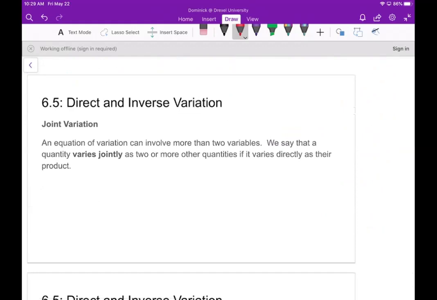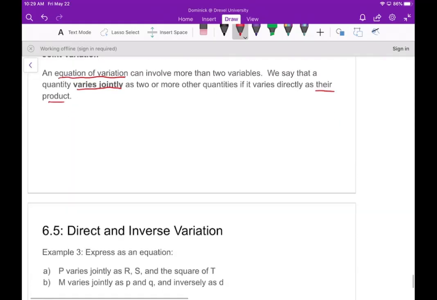Okay, now the last thing that we will discuss in this video is the idea of joint variation. So now, of course, in an equation of variation, you can have more than two variables. In all the examples we've looked at, we've just had two variables. Now, we say that a quantity varies jointly if we have two or more quantities and it varies directly as their product. So we'll do a couple examples of that.